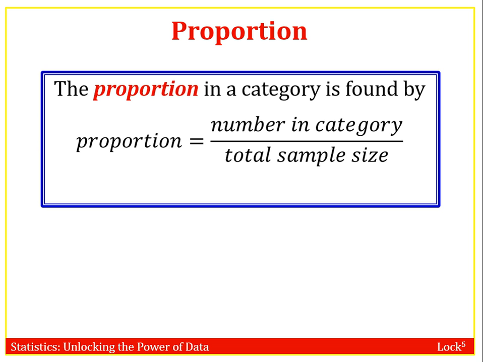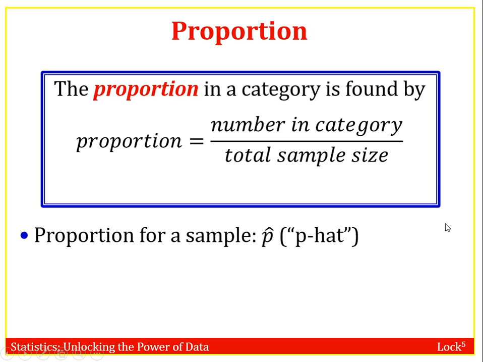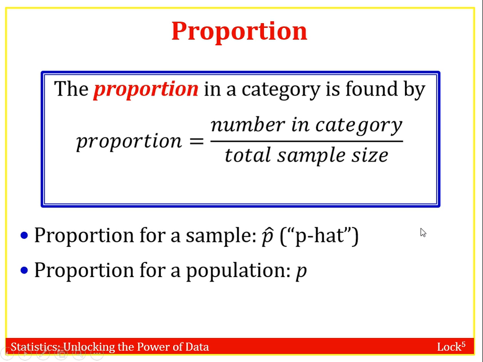Now, we're often wanting to look at the proportion. To figure out that proportion, you take the count, or how many were in that category, divided by the total size of our sample. If we're getting that proportion from our sample, we refer to that as p hat. It's got a little bit of a hat on top. If it's a proportion referring to our population, it's just p. So if it's got a hat on top, it's for our sample.